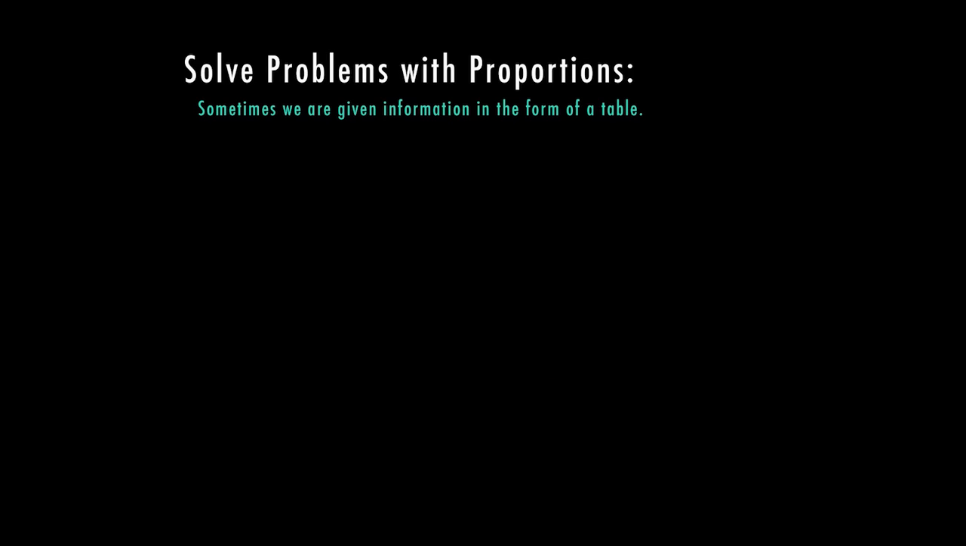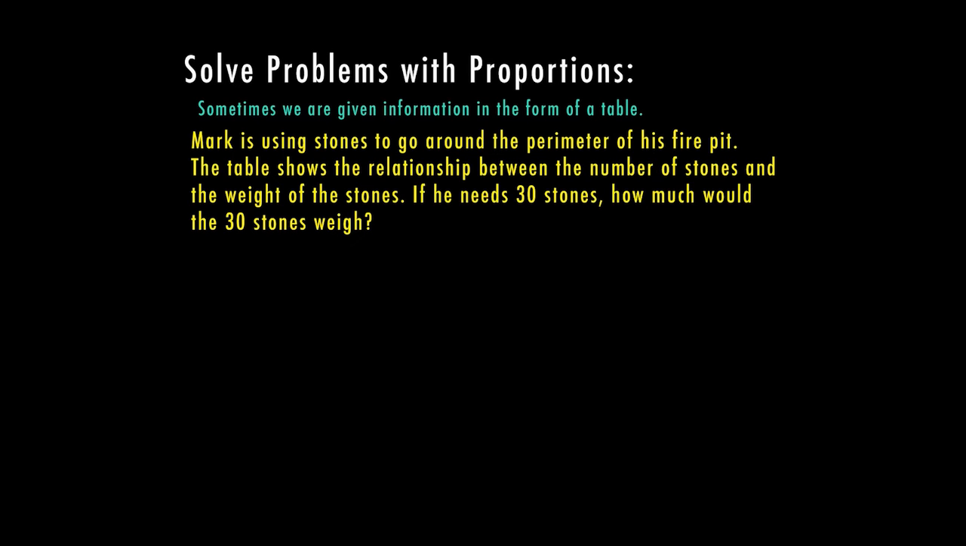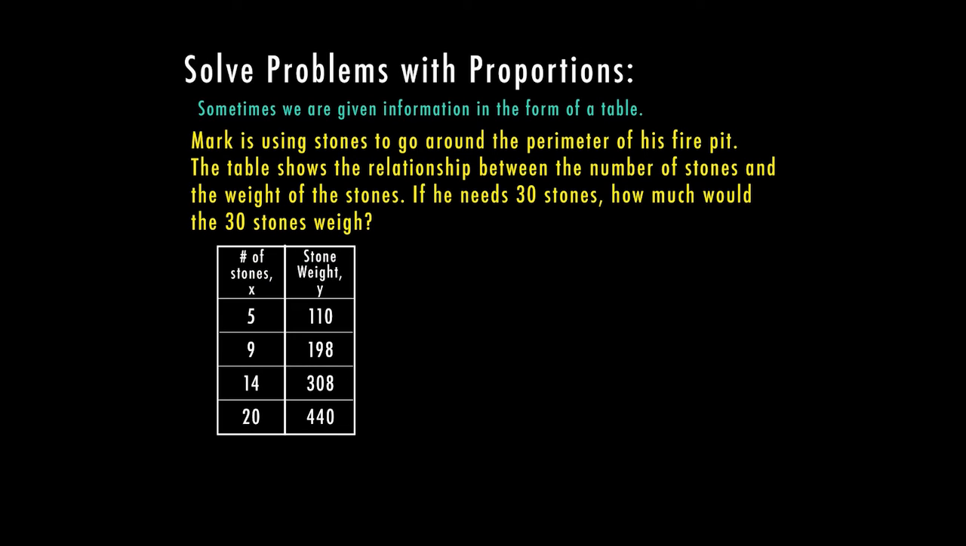Sometimes we are going to be given information in the form of a table. In this case, we have Mark, and Mark is using stones to go around the perimeter of his fire pit. The table shows the relationship between the number of stones and the weight of the stones. If he needs 30 stones, how much would the 30 stones weigh? Since we don't have 30 stones in our chart, we see that X is the number of stones. So 30 would go below the 20, and that means we are solving for Y, the weight of those 30 stones. We have enough information in order to set up our proportion.